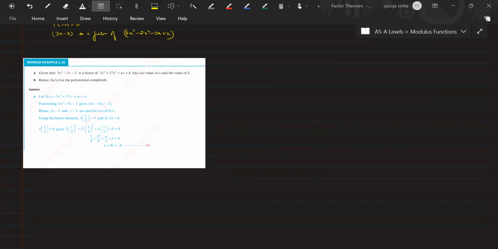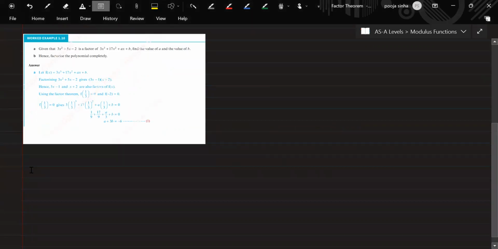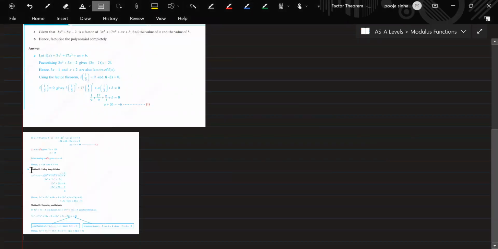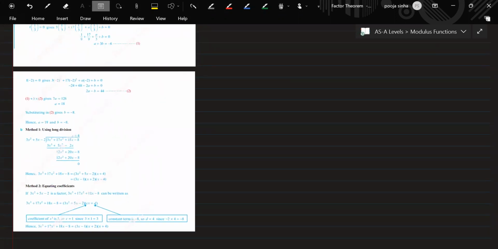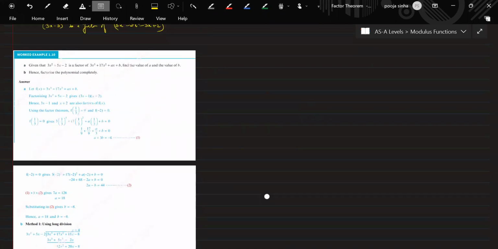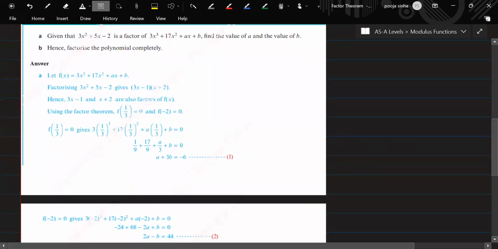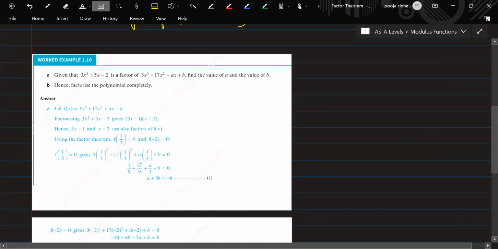When we get 2 values of x, we'll just put it twice, and then eliminate it. When we get 2 values of x, like from 3x square plus 5x minus 2, we'll get 2 values of x, and then we'll put both values in the equation. Right. Okay, so let's quickly look at this question.